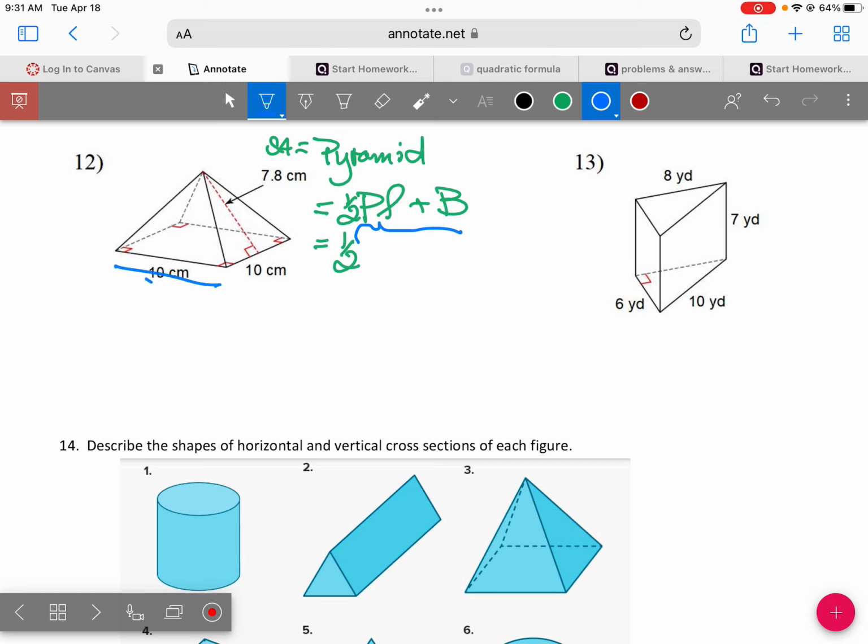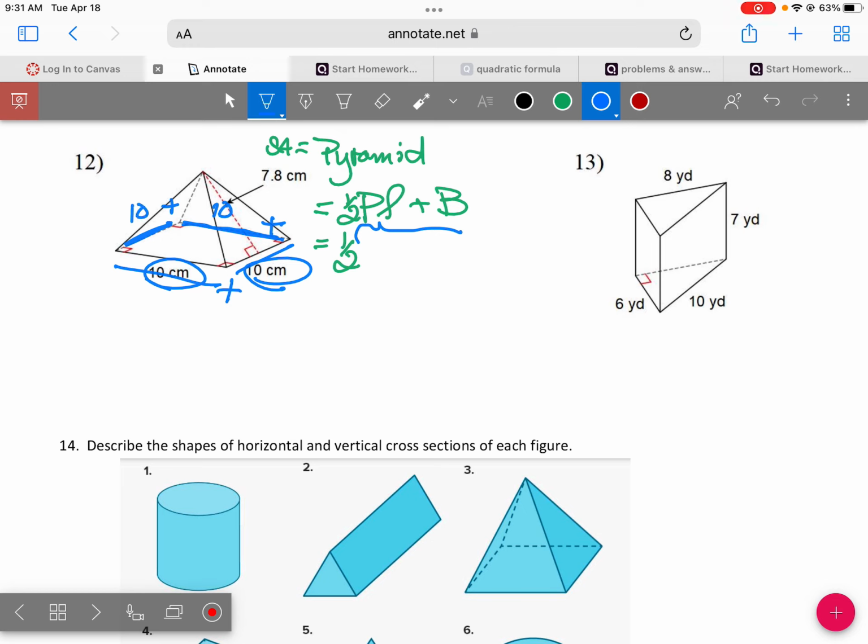So I have 10 plus 10 plus, what's this length in the back here? 10 plus, what about this distance or this length over here?